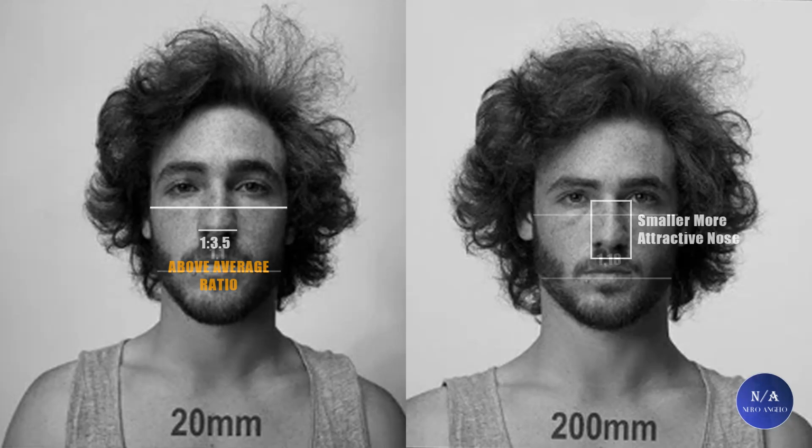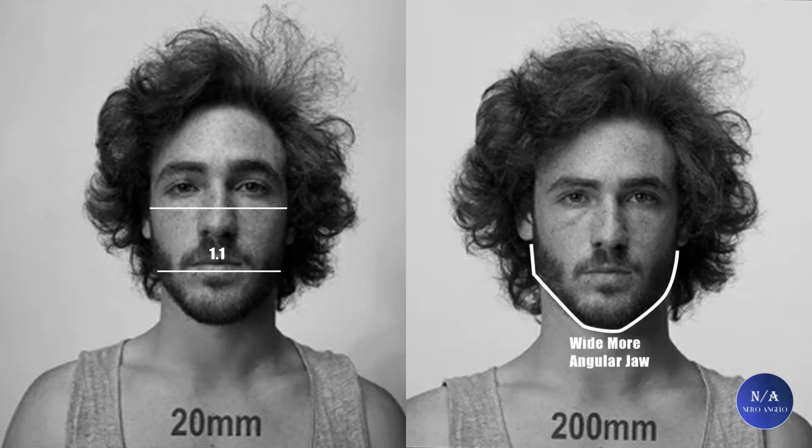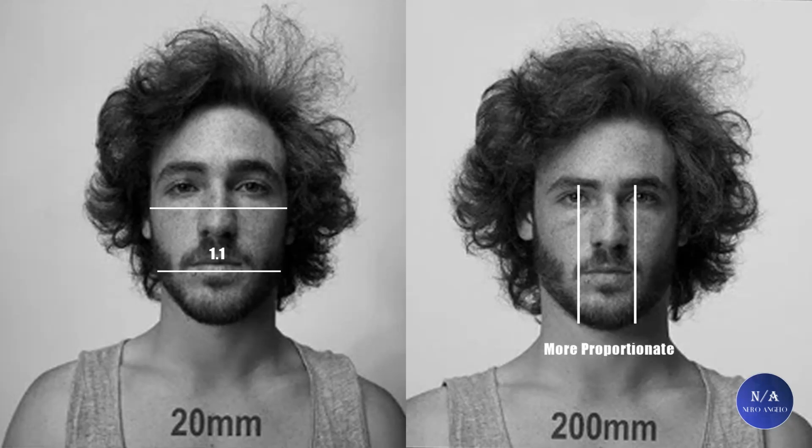This also applies to the bizygomatic by bigonial width. It's also slightly improved in the less distorted version. It's around 1 to 1 and the flattering version is around 1.18. Of course, in the 200mm lens, you can see a much wider bigonial width, which basically means a wider jaw. The chin also looks more proportionate to the face.